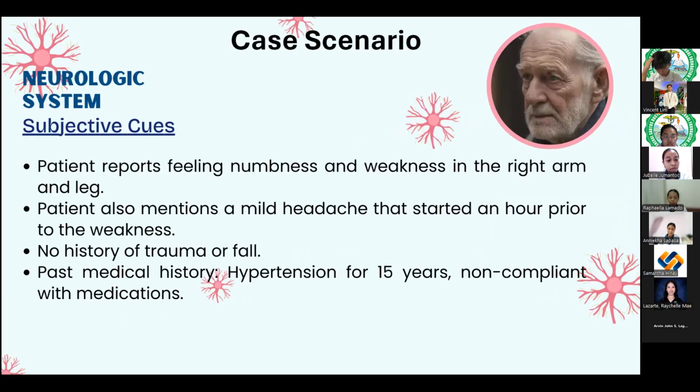For the subjective cues, the patient reports a feeling of numbness and weakness in the right arm and leg. The patient also mentions a mild headache that started an hour prior to the weakness. There is no history of trauma or fall. For the past medical history, hypertension for 15 years and non-compliant with medicines.